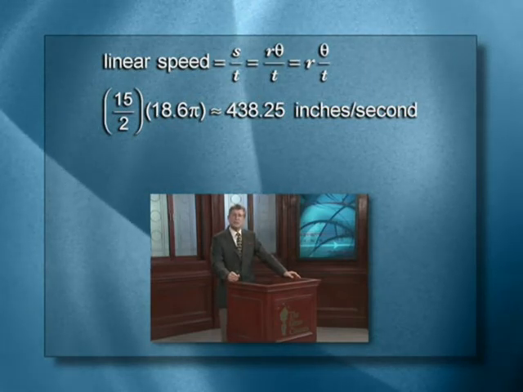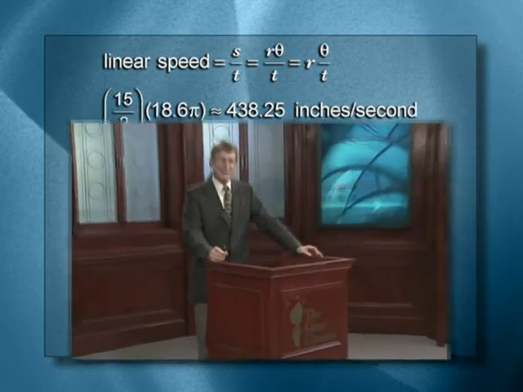438.25 inches per second. Now to me, that's kind of a meaningless answer, because I'm not used to talking about cars going inches per second. That's kind of weird. So I converted this to miles per hour. And that took a little bit of work, but it's not hard to do. And if you convert it to miles per hour, it turns out to be about 24.9 miles per hour. That's how fast the car's moving. Isn't that cool? Great application, I thought.